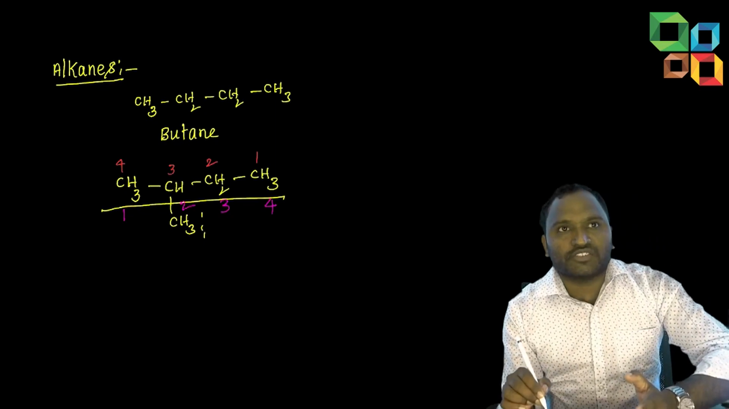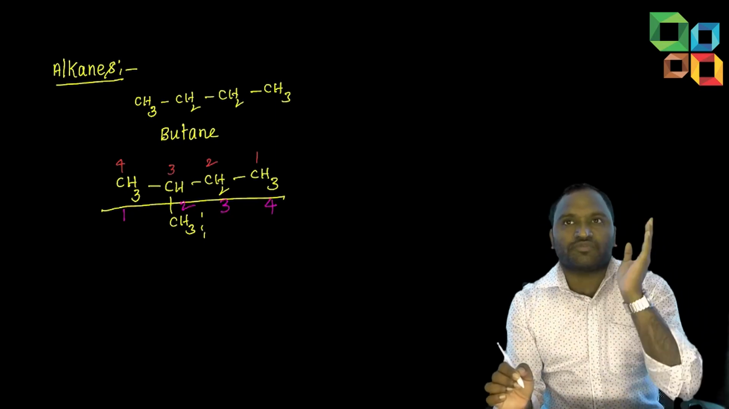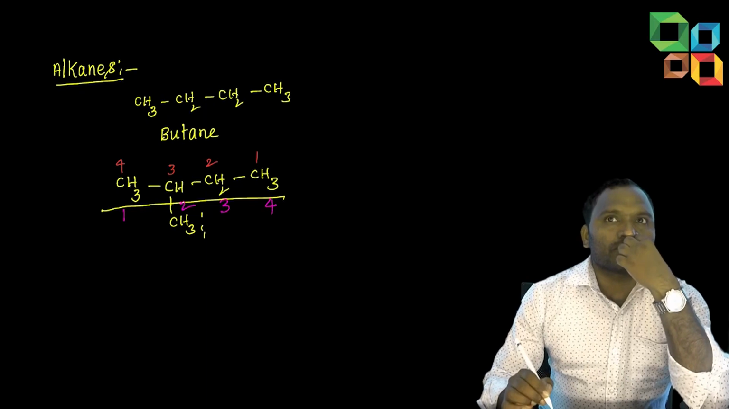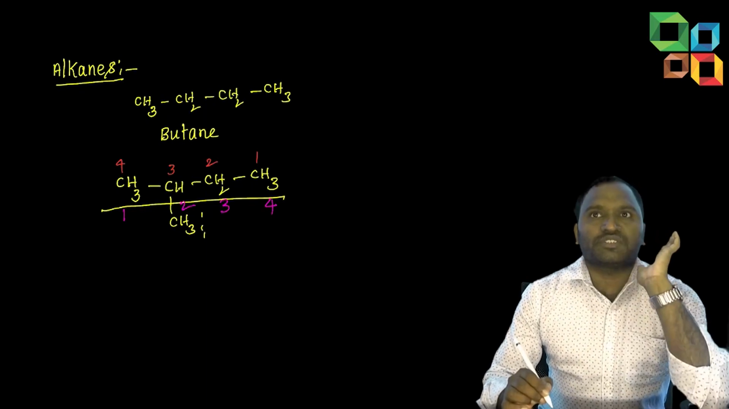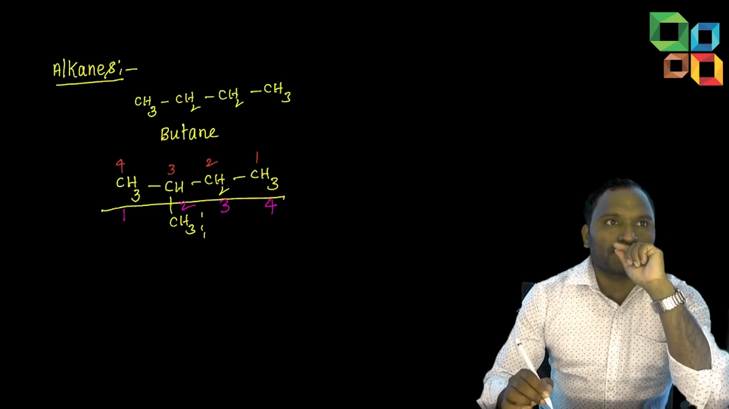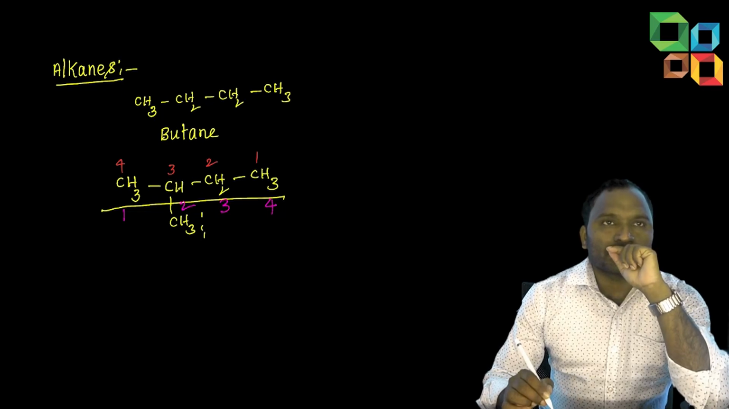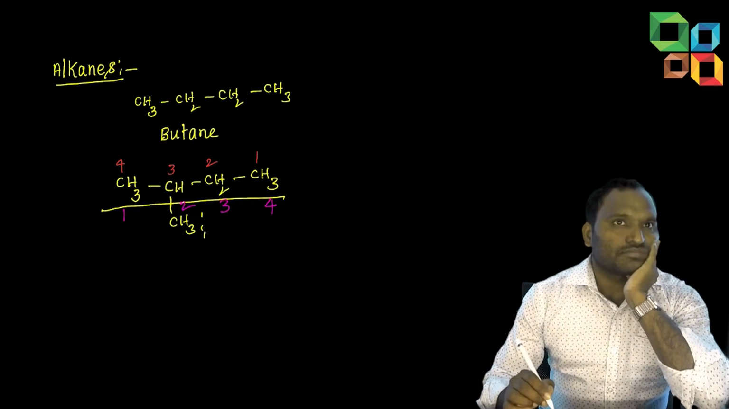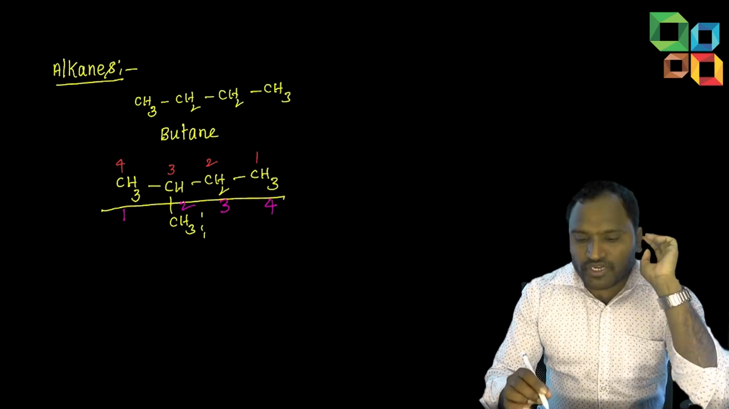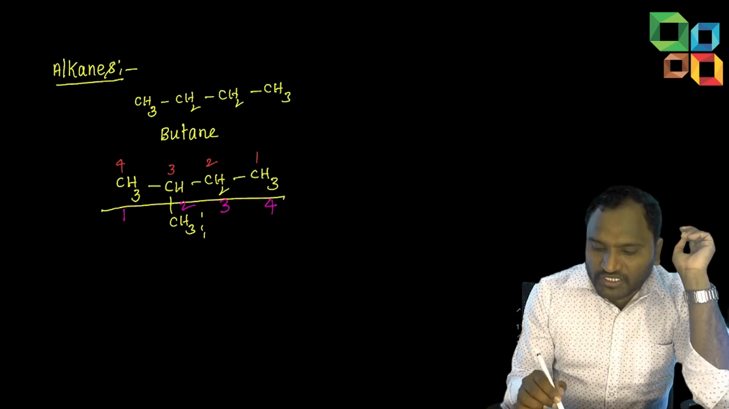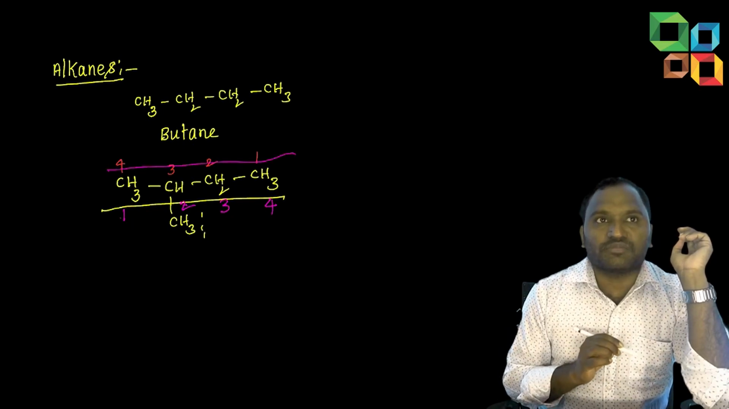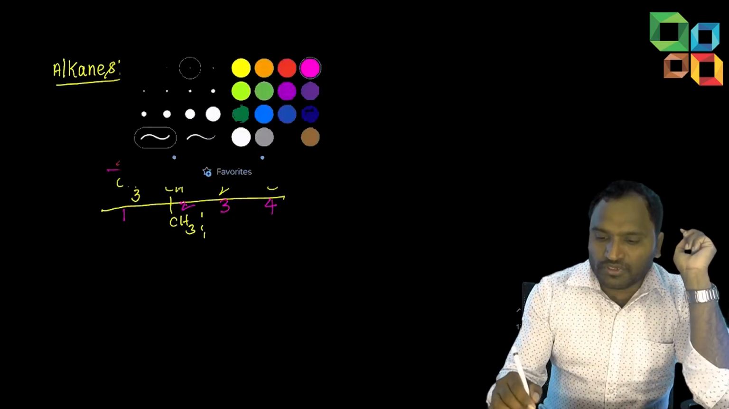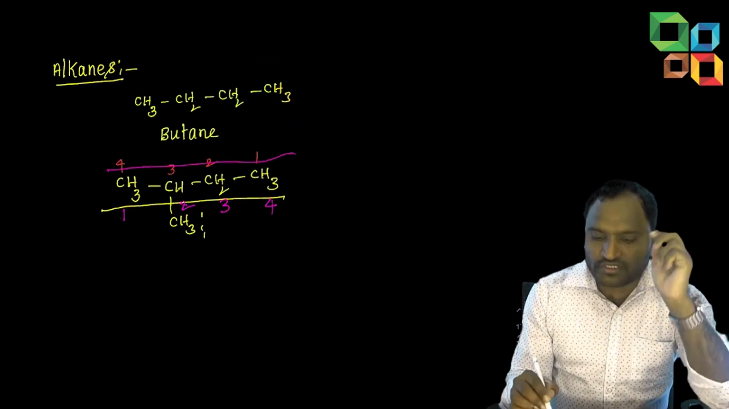Which is the preferred direction, students? Left to right or right to left? Substituent should get lowest number. Left to right. Why? Here in this direction, substituent is getting second number. But in this direction, substituent is getting highest number, third number. So preferred direction is left to right.